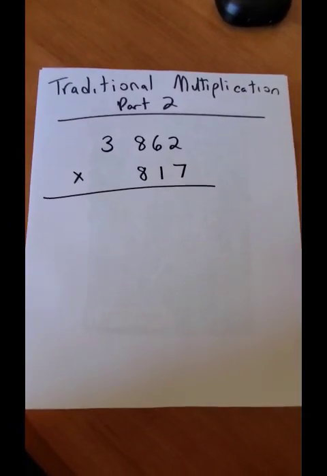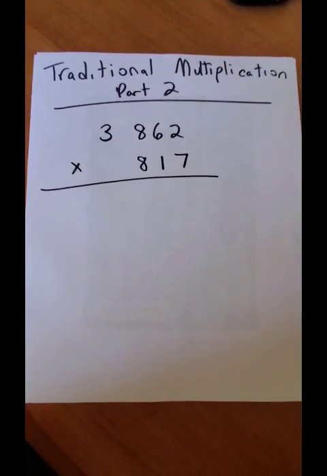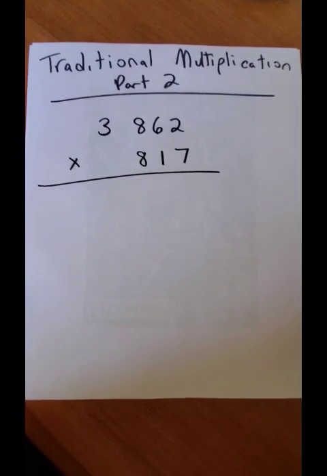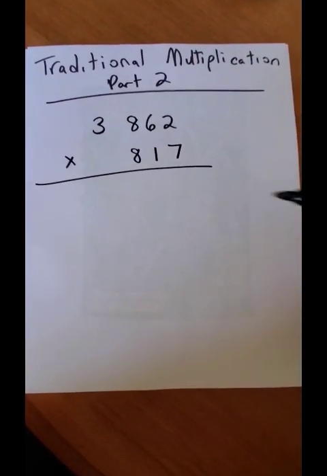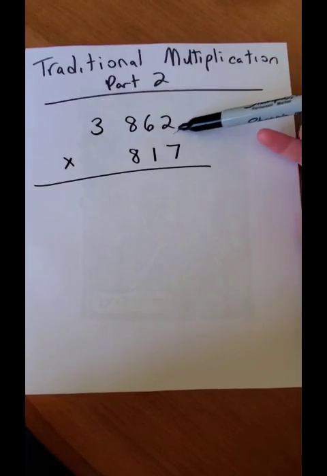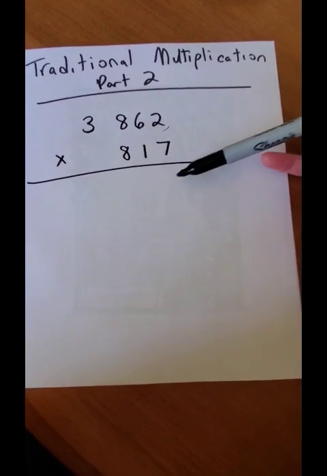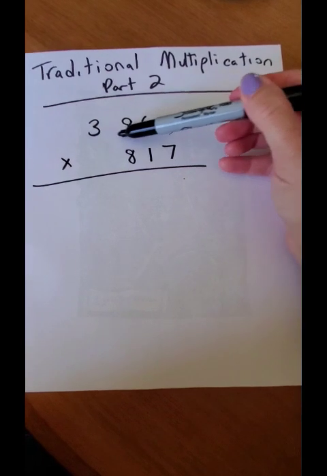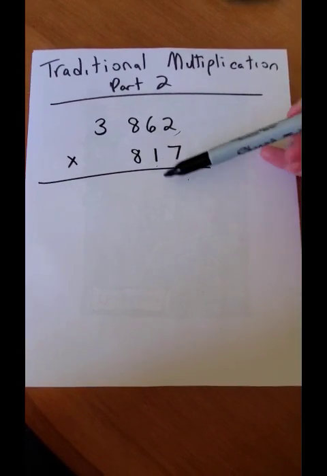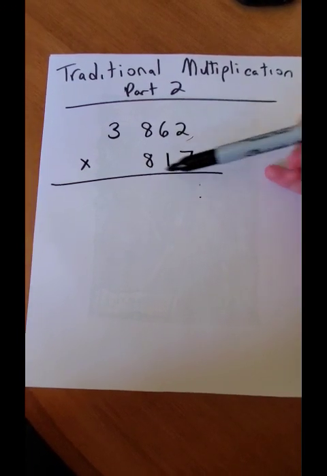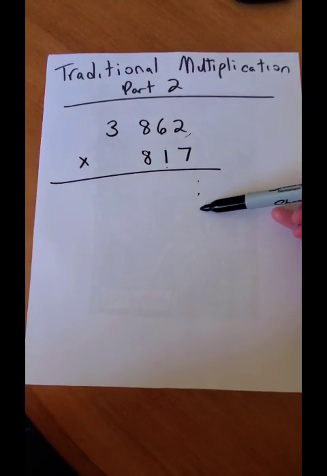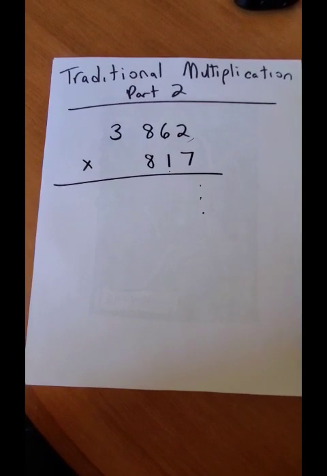Okay guys, so this is traditional multiplication part 2, and basically it's the exact same strategy, but I just have more digits. These are bigger numbers. So really what I'm going to be doing here is taking 3,862 times 7, that's one answer. 3,862 times 10, that's my second answer. 3,862 times 800. So I'm going to have 3 different answers here. I'm going to add them together, and that'll be my final answer.